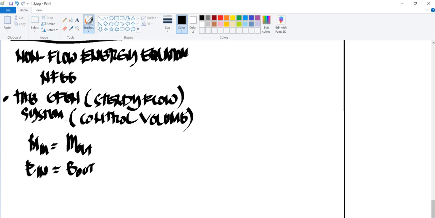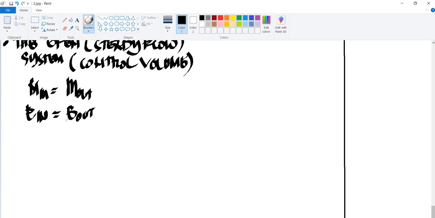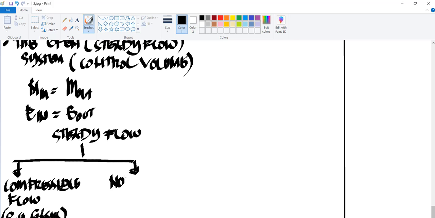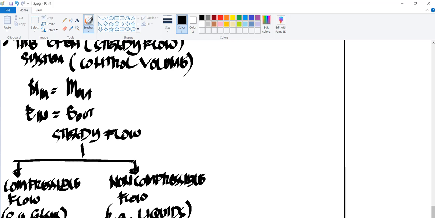So that is steady flow energy. It can be classified, for steady flow, as compressible flow, a sample of which is gases. Okay. Then we have non-compressible flow, a sample of which is liquids. Okay.